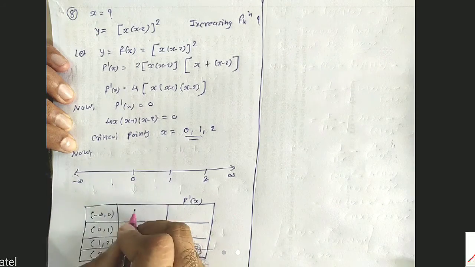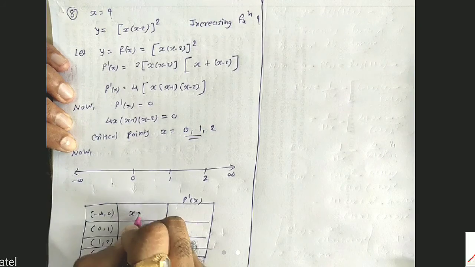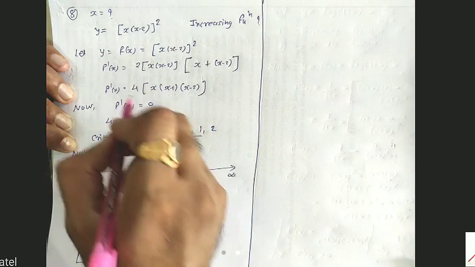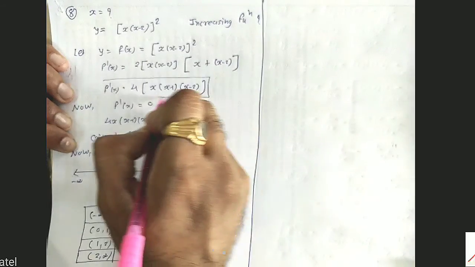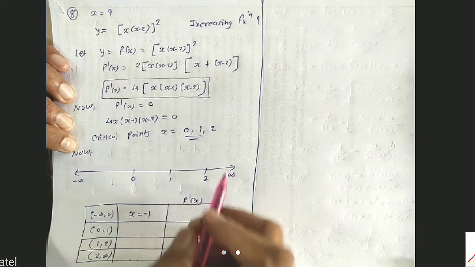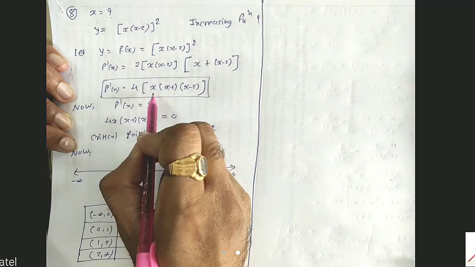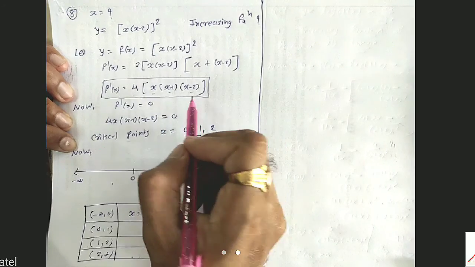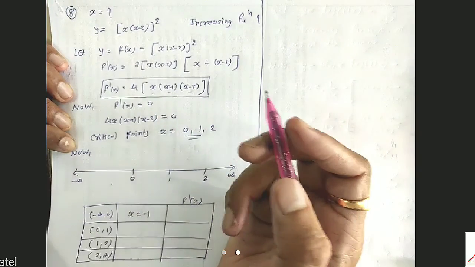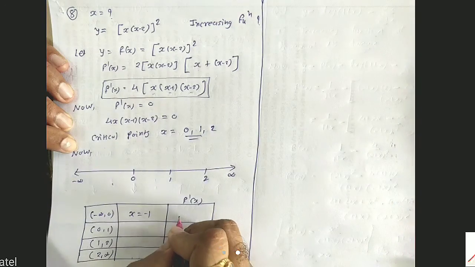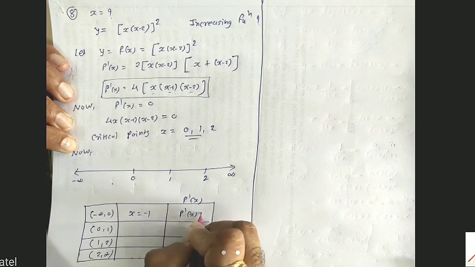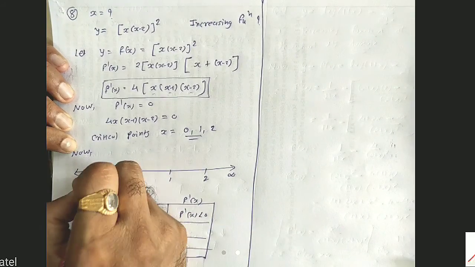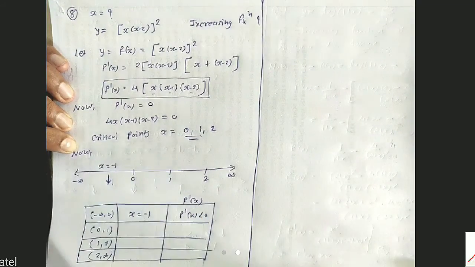Suppose x equal to minus 1. So what will be the sign of f dash x for x equal to minus 1? Minus, this is minus, this is again minus, this is again minus. Minus minus plus and minus. So f dash x will be less than 0. So it's a strictly decreasing function for x equal to minus 1.